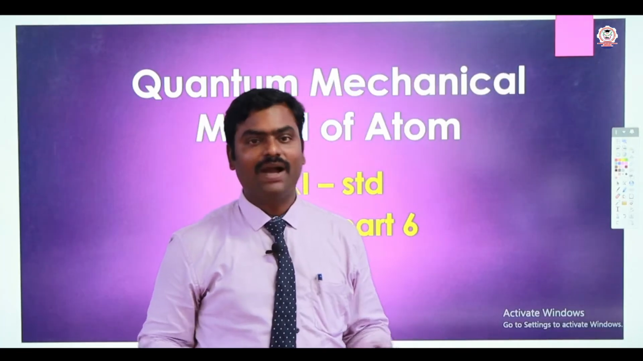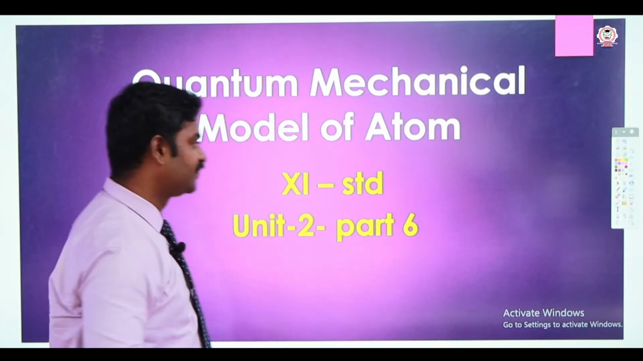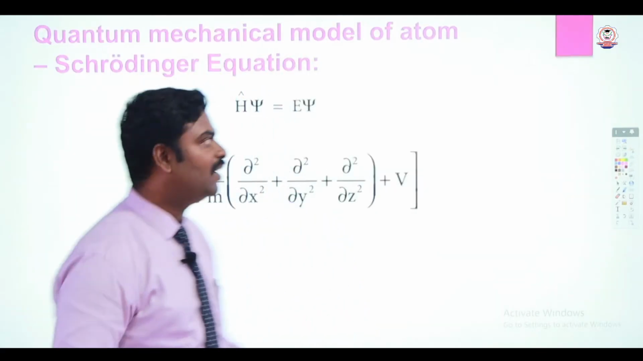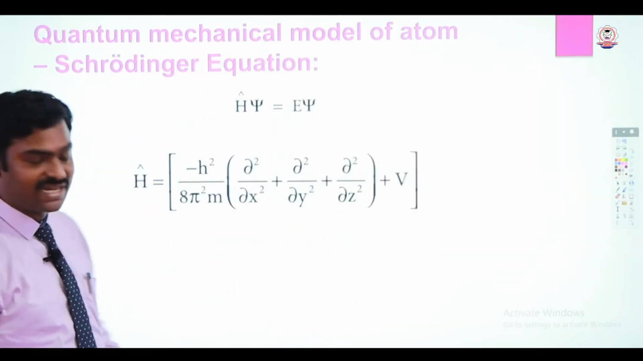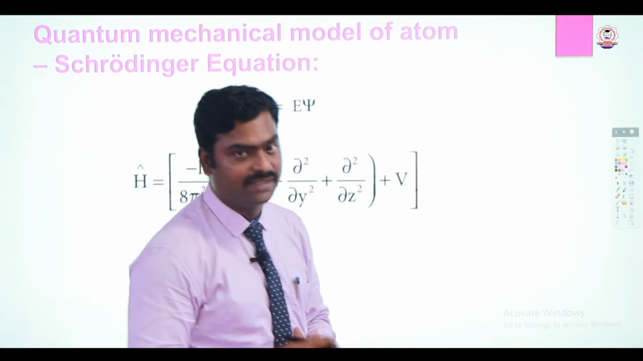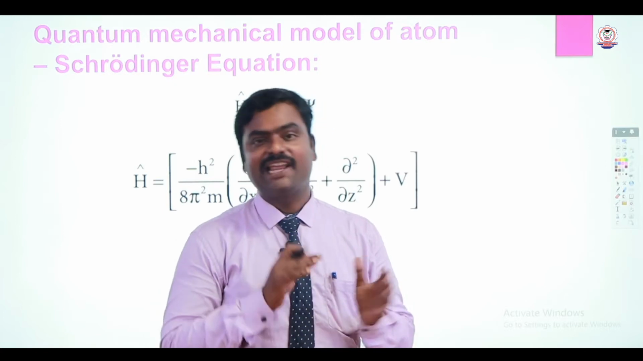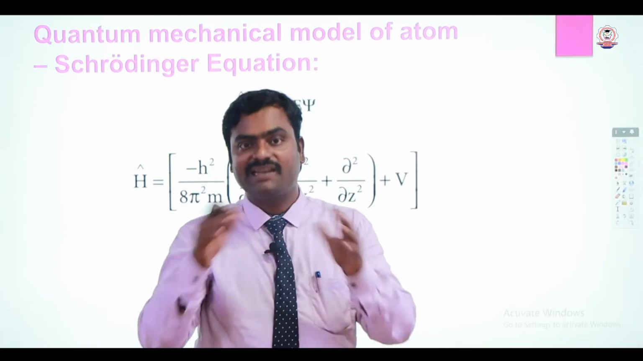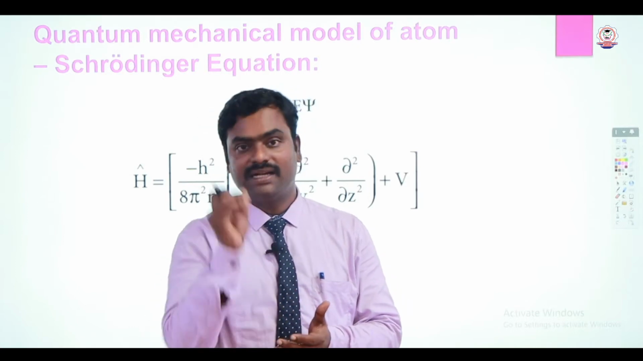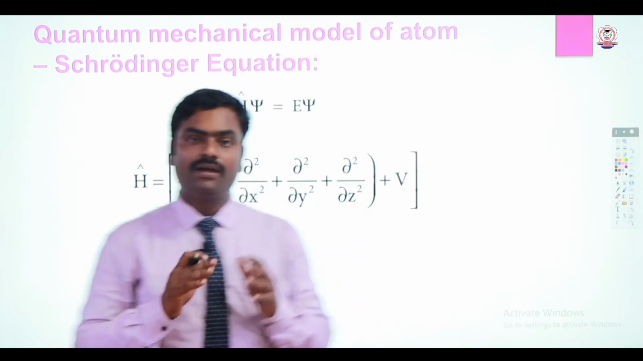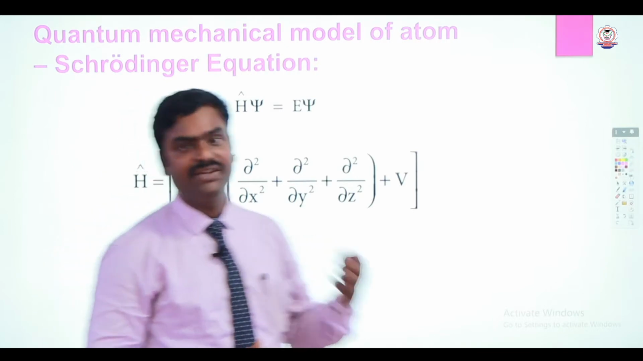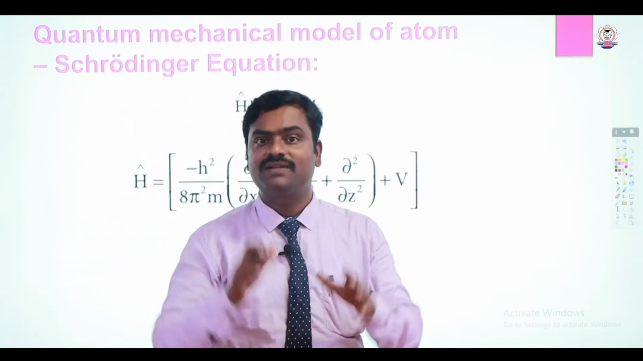So this is about the quantum mechanical concept of atoms. This is the part 6 video. In this video we are going to see about the quantum mechanical model of the atom and the Schrödinger wave equation. According to Schrödinger, finding an electron in an orbit or in an atom is difficult. So we are considering an electron as a single point charge. By solving the wave equation, we can identify the position of the electron in an atom.